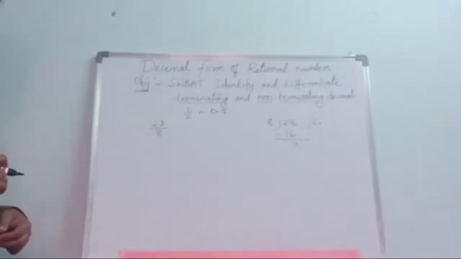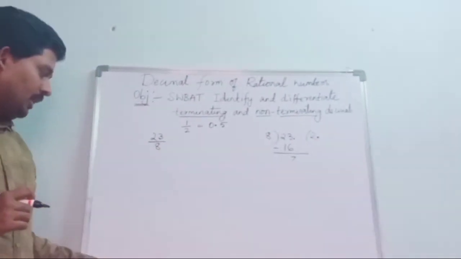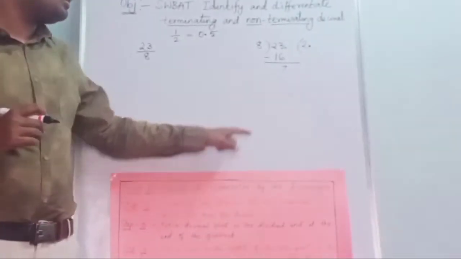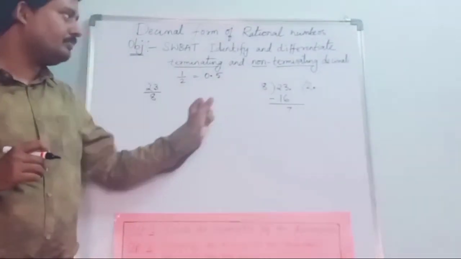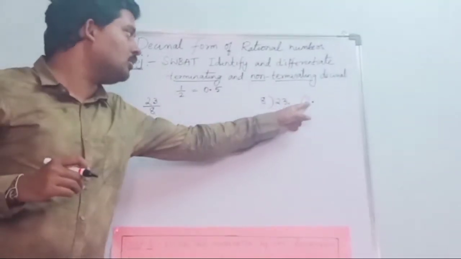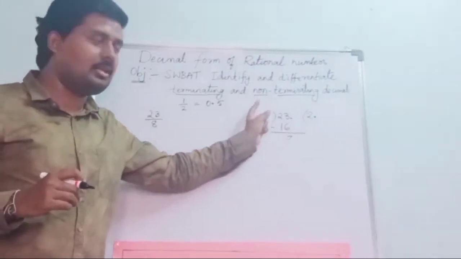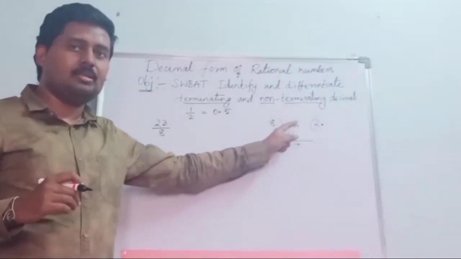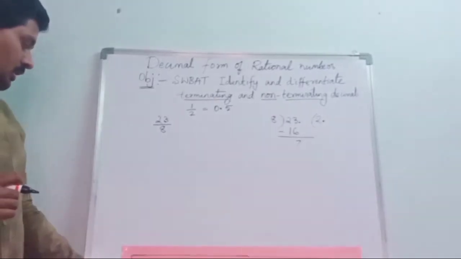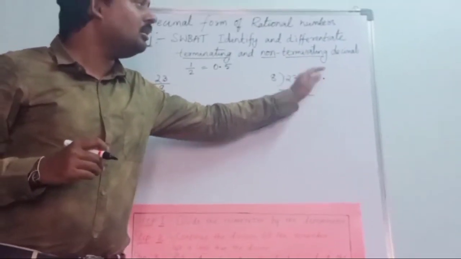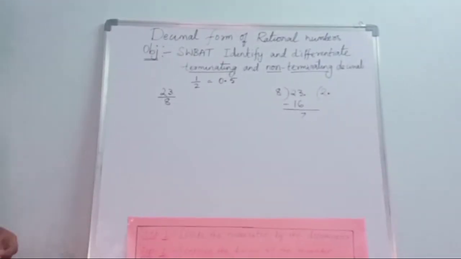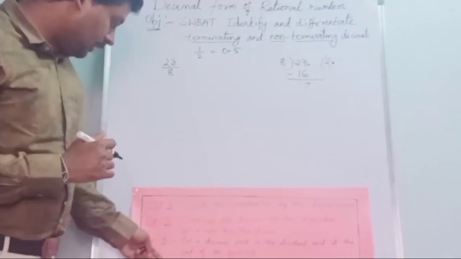So what we have done? First step, we have written the numerator in the middle and the denominator to the left side, which is the divisor. Then we did 8 2s is 16. Then after subtraction we got 7. Then the third step says that put a decimal point in the dividend and in the quotient. Let's proceed to the next. Step 4.